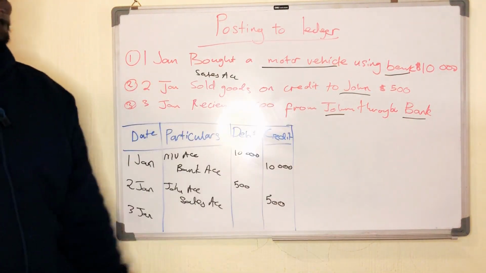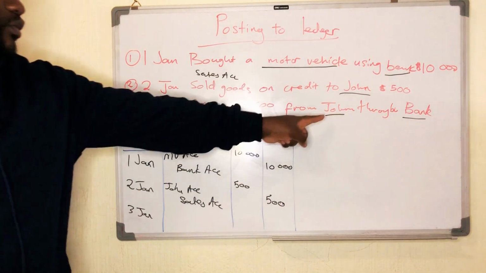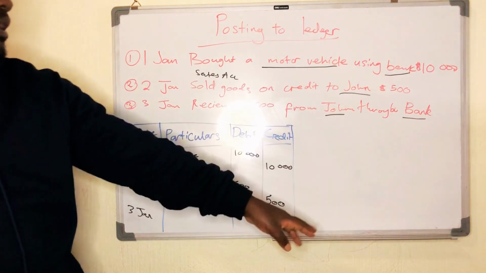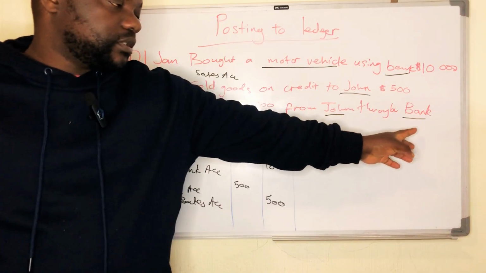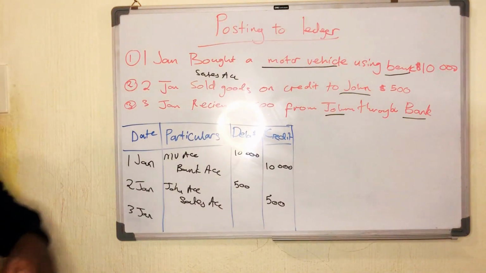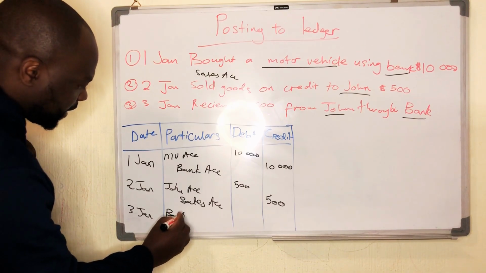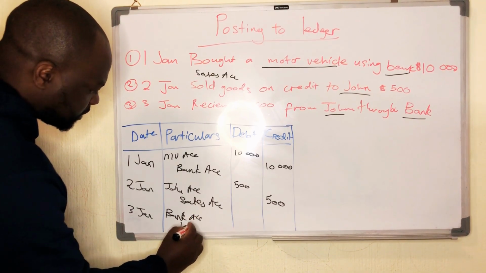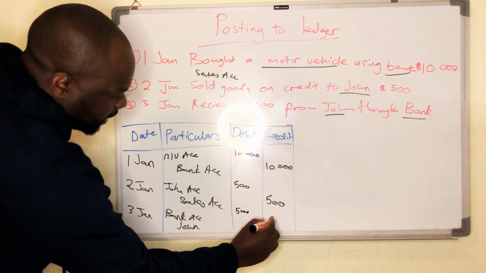So here we are going to apply the golden rule for personal accounts. Debit the receiver, credit the giver. Now John is the giver, which means you are going to credit John. Bank account, real account golden rule: debit what comes in, credit what goes out. Now we are receiving the money, so the bank is coming into the business. So we are going to debit bank account, and credit John account. The amount is 500. So we are done with the journal entries.